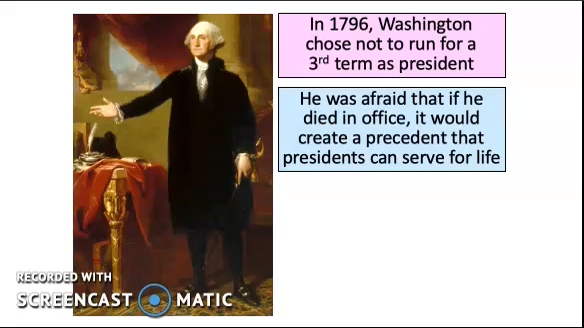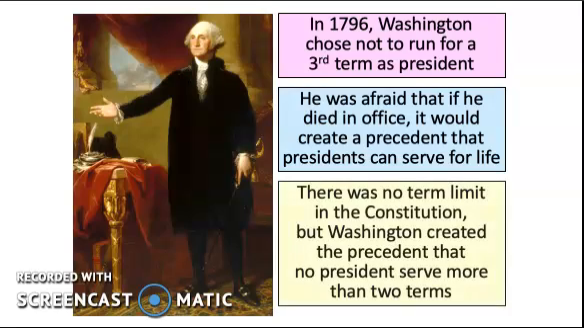And he was afraid of a few things. One, he was afraid that if he died in office, it would create his final precedent that presidents can serve for life. He did not want to do that. He did not want to set that precedent. He had spent his entire political career as a two-term president setting precedents, and he did not want this to be one of them. There was no term limit in the Constitution.